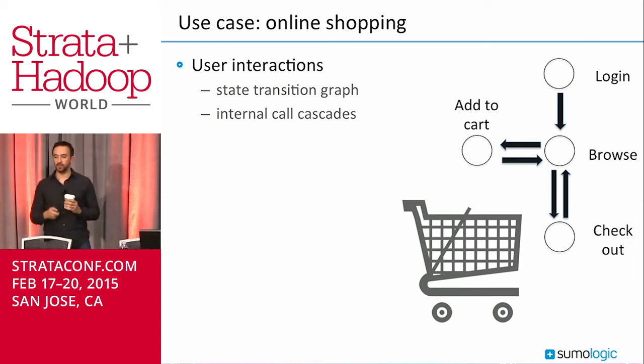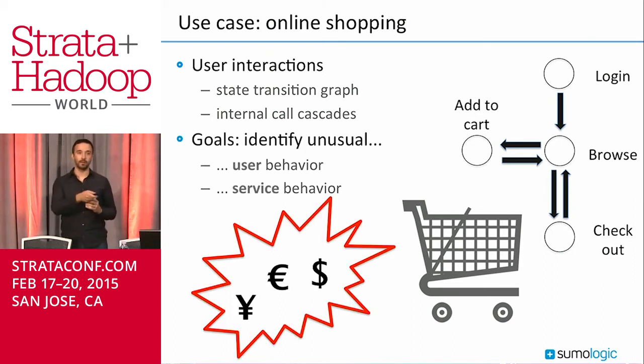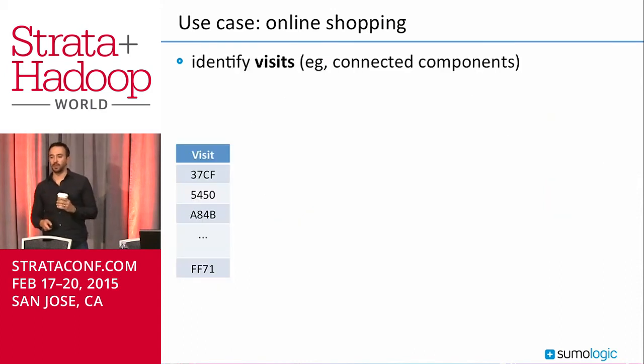And again, the things you might be interested in knowing are: is this user behaving really oddly? Or is my site behaving really oddly? So in this, because it's so close to the actual point of sale in an e-commerce context, it's very important to get these things right. This is where the money actually changes hands. So how are we going to do this? We're going to try to identify visits, again, by the connected components, or if we have our own nice instrumentation.